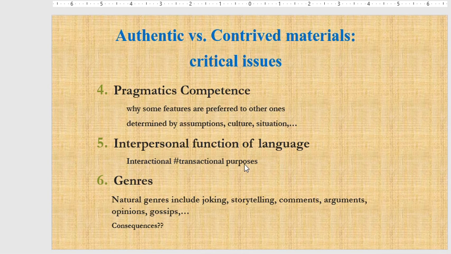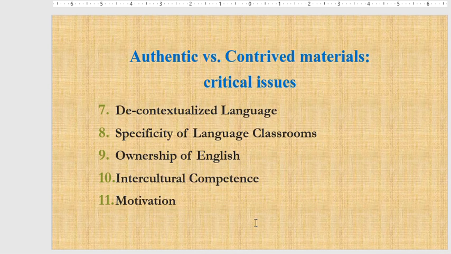Authentic materials are natural, and you see that if the text or language is used, it has the potential to be used as both transactional and interactional language, or it serves both interactional and transactional purposes.